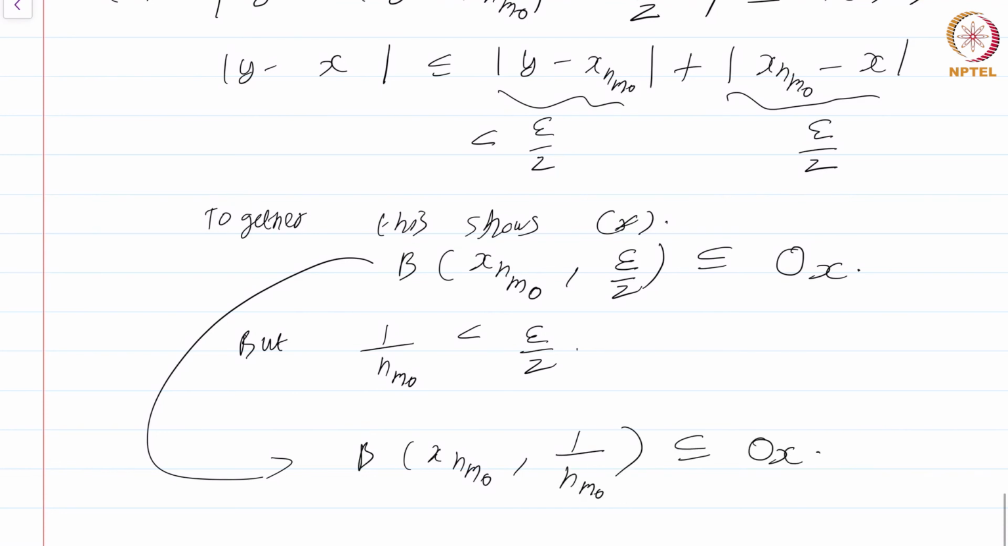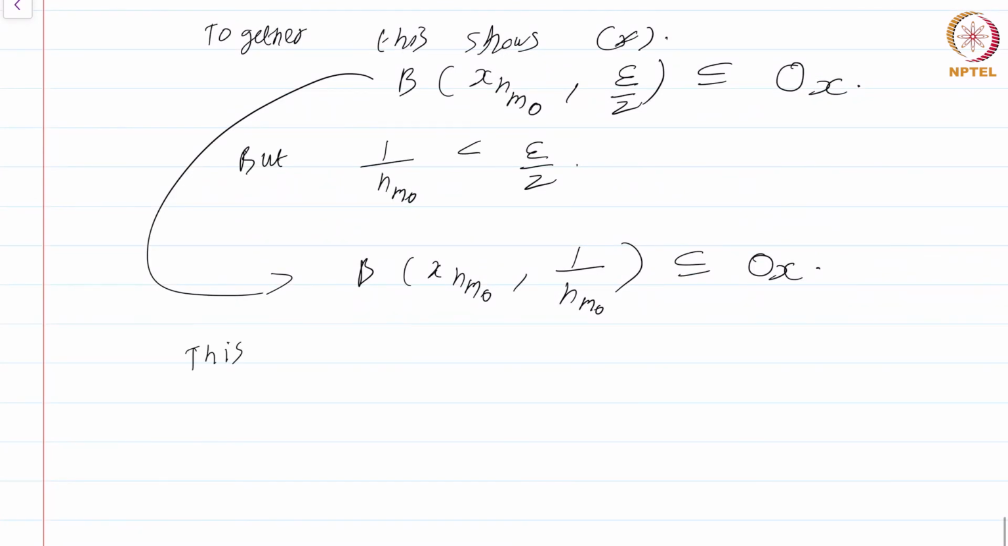But this contradicts the definition, or rather the choice of nm naught. We had intentionally chosen this point x nm naught as a point such that no element in this open cover can contain b x nm naught comma 1 by nm naught. But we have shown that b x nm naught comma 1 by nm naught is contained in OX. This proves the theorem. This proves the lemma actually.